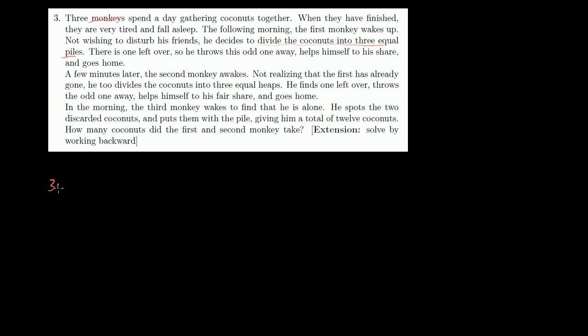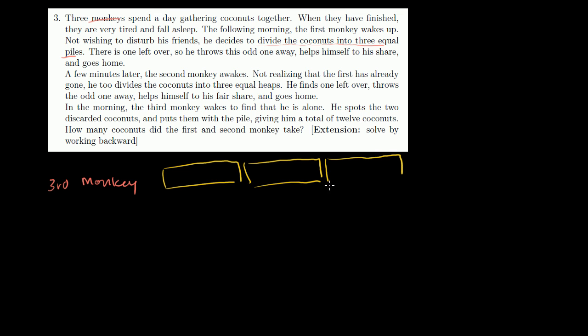So this is the third monkey. So he divides what he sees into 3 piles. We don't know how many are in each pile. Pile 1, pile 2, pile 3. And then he had one coconut left over. He had one coconut left over that he chucks. That's a coconut right there. That's what that first monkey does. He divides the coconuts into 3 equal piles.